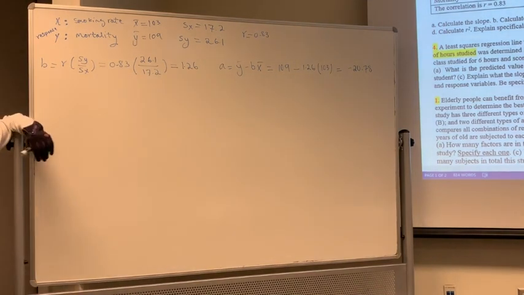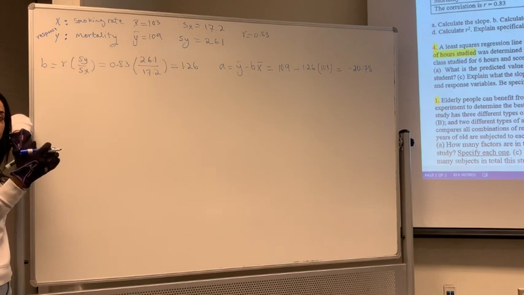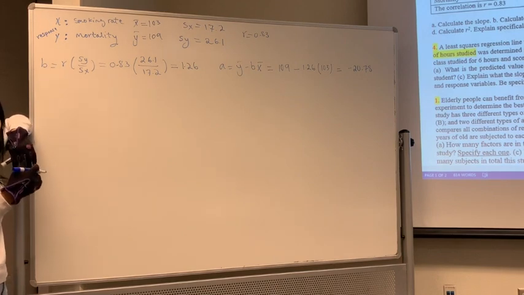Okay. Correlation is positive. The slope is positive. What does this mean? If correlation and slope are positive, what do we say? When one variable increases, the other will increase, correct? So if smoking increases, the mortality rate will increase, correct?